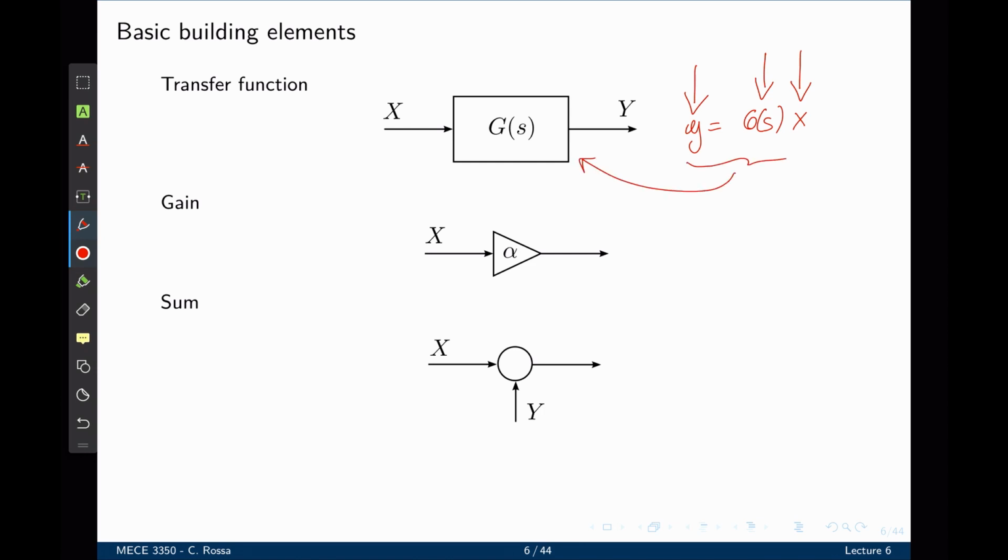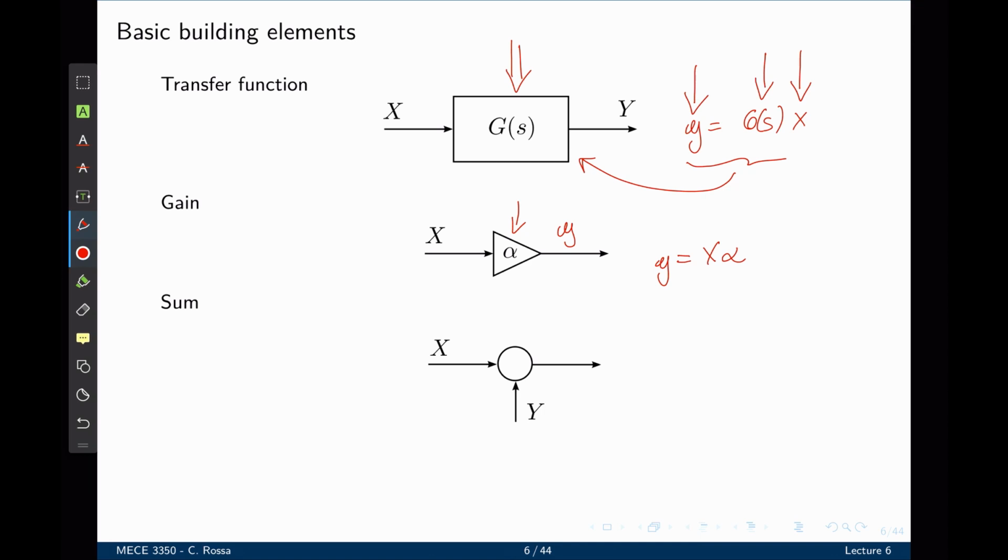The second basic building element is the gain function. While transfer functions are represented by a square or rectangle, gains are often represented using a triangle. This is to indicate that what is inside that gain is not a function of s, it's simply a constant. Consider the variable x that passes through a gain alpha, and let's assume that the output is y. The gain building element is equivalent to writing y equals x times alpha.